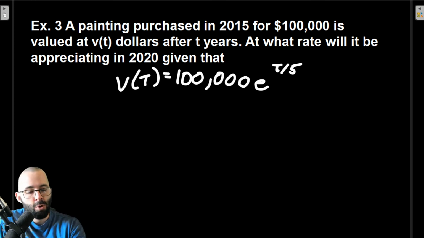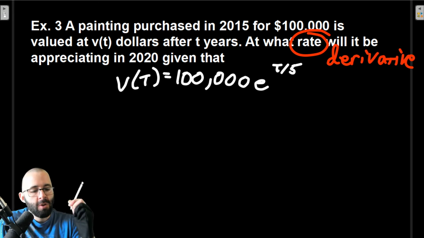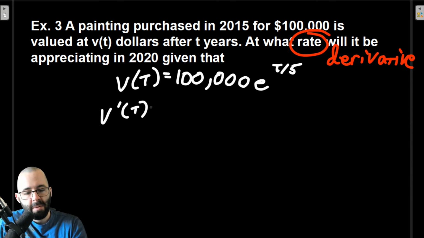So as soon as you see that rate, that's derivative. Rate is derivative. That's very important. At what rate will it be appreciating, which means going up, in 2020, given that v of t, that appreciation function, is given like that? So we need to find the rate, because we're asked to find the rate. The rate is the derivative. We're going to find v prime of t, the derivative of all this.